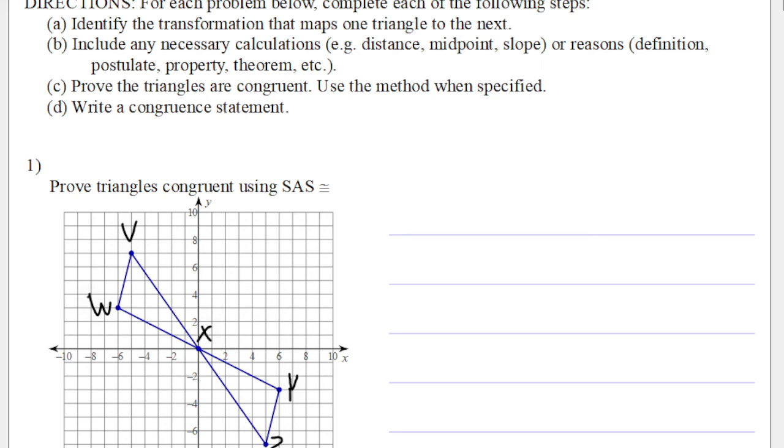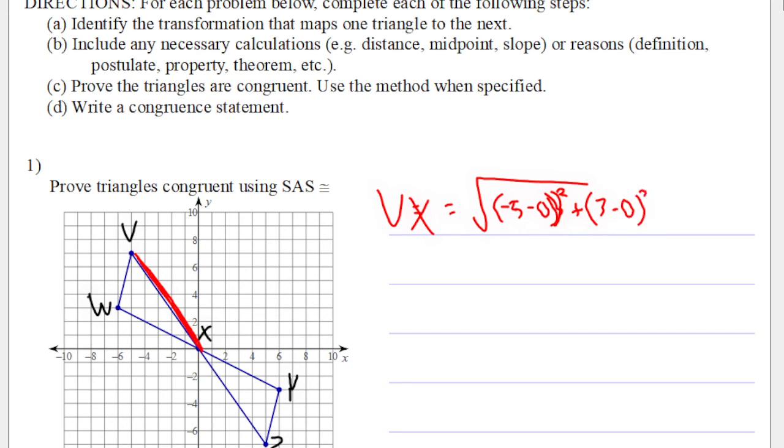To do this, we would do the same thing. We would find our distance formulas and find our matching pair of sides. So we would start by finding the distance from V to X. I'm going to go nice and quick this time. My X coordinates are -5 and 0. Subtract those and square it. Plus, my Y coordinates are 7 and 0. Subtract those and square.